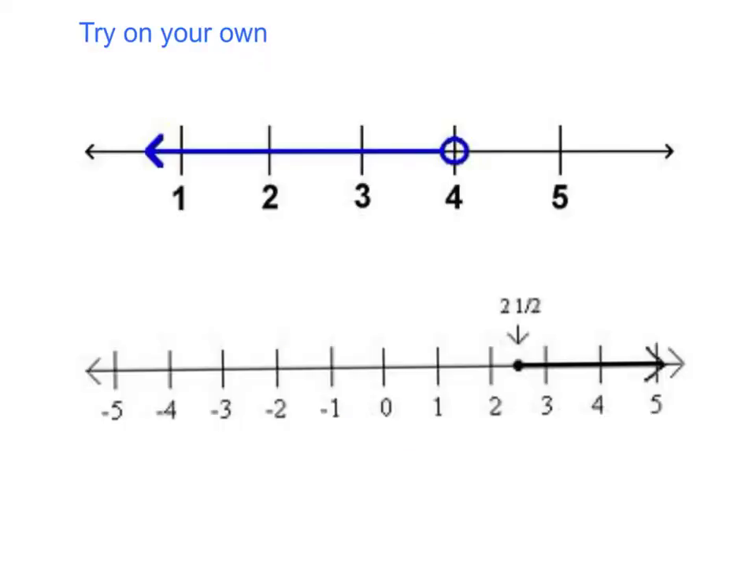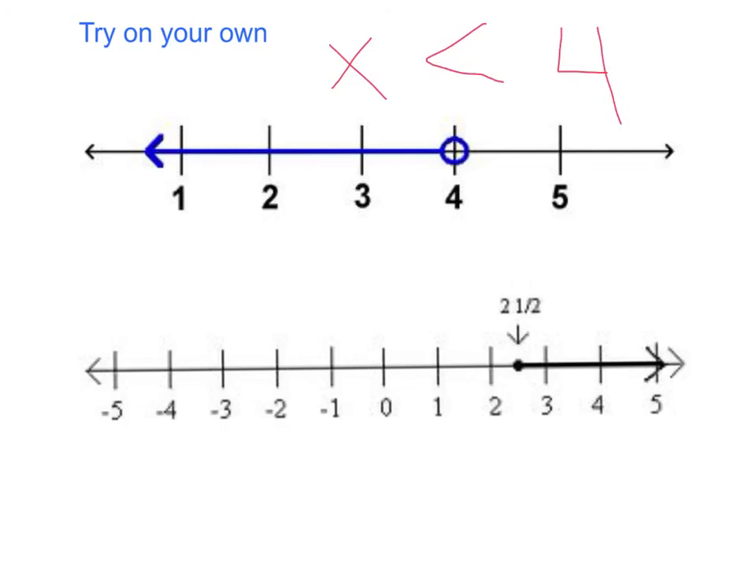Now I'd like you to try a few examples on your own. Please take a moment to pause this video, record the 2 examples in your notes, and try them on your own. Looking at the first example, I'm going to write x on the left and the number 4 on the right. My arrow is pointing to the left, which means my inequality symbol should also be pointing to the left. My dot is open, which means that 4 is not part of the solution. Therefore, the inequality is x is less than 4.